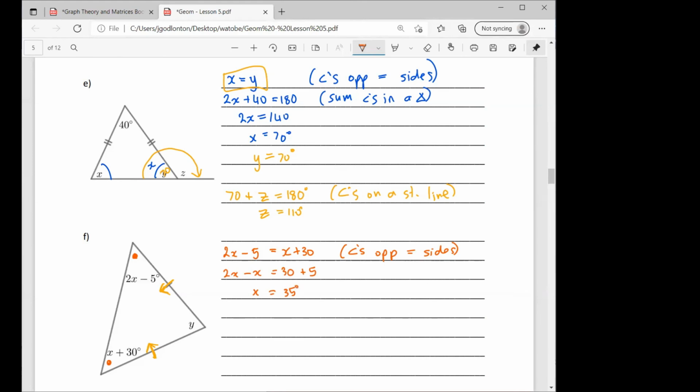Now, if x is 35 degrees, that means that this angle is going to be 65, because 35 plus 30 is 65. And we know that both of those have to be the same as each other. So now we can say 65 plus 65 plus y equals 180 because of the sum of angles in a triangle. And so 130 degrees plus y is 180, which means y is equal to 50 degrees.